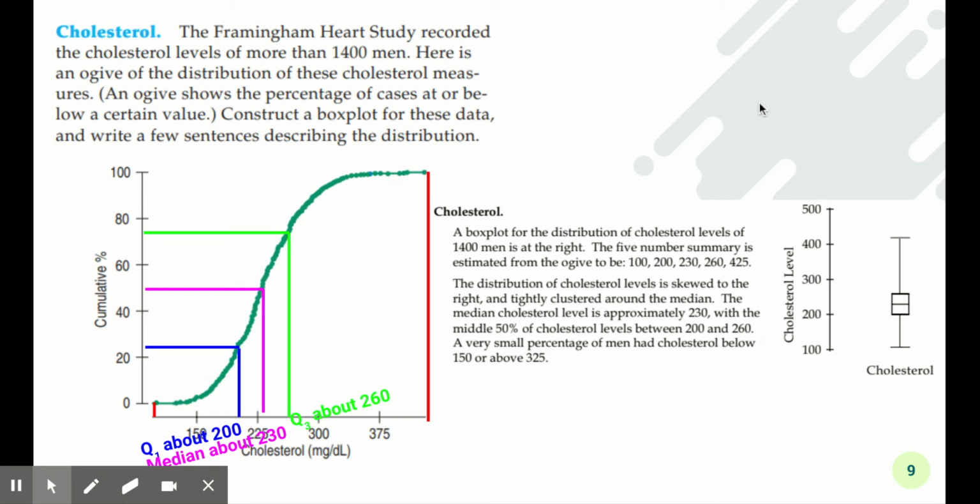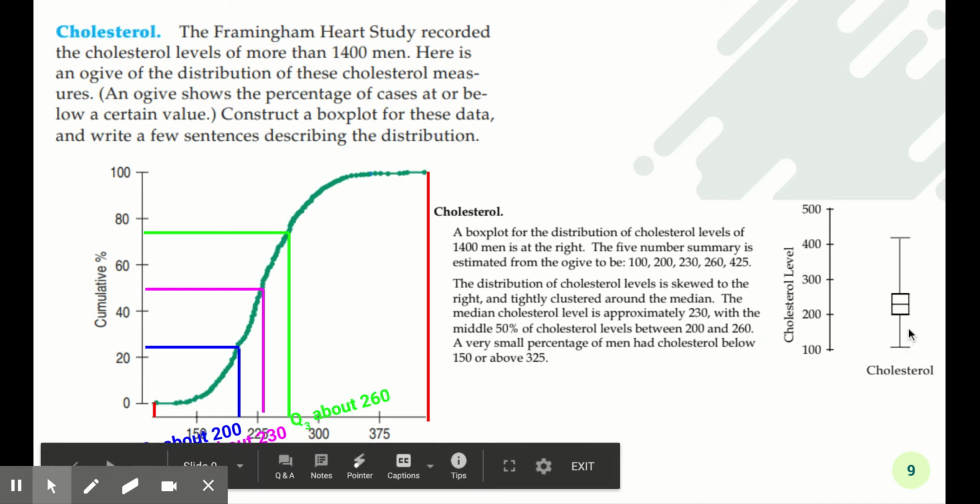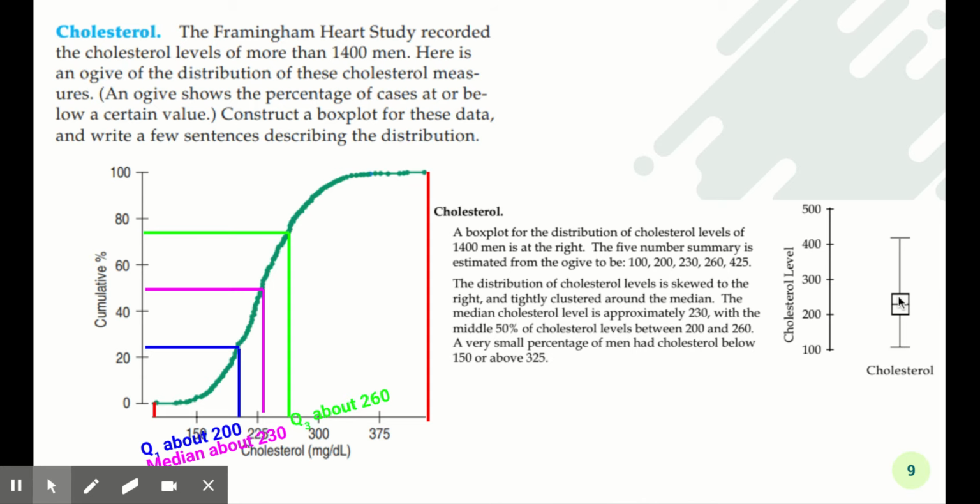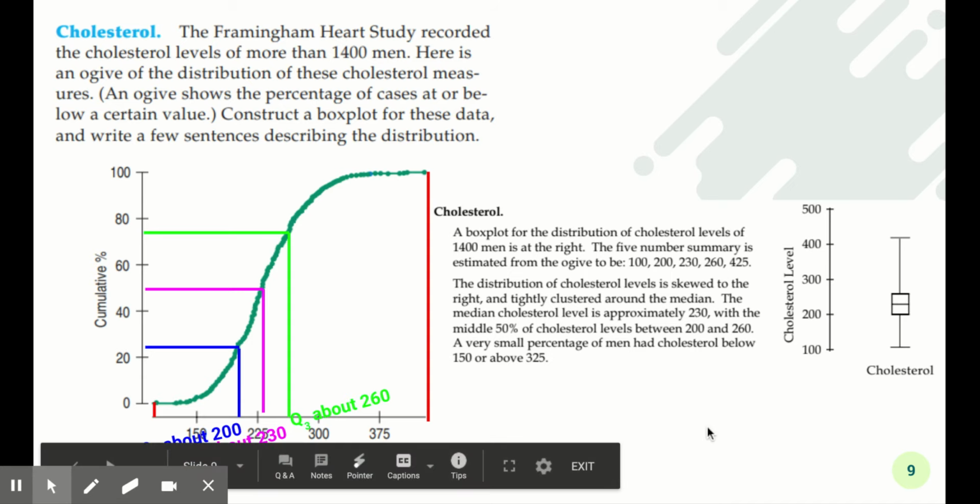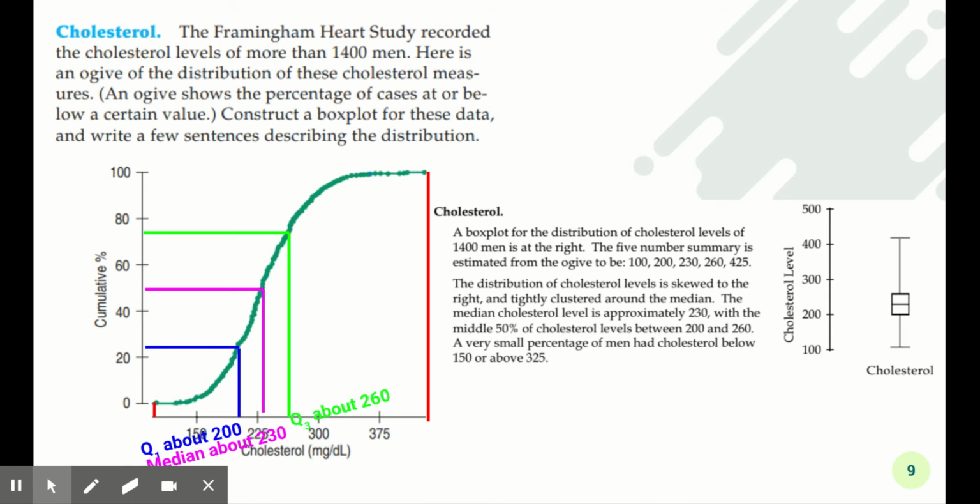So with the box plot, I have my ogive, 100 being my min, 200 being Q1, 230 being my median, 260 being my Q3, and 425 being my maximum. The distribution of cholesterol levels is skewed to the right and tightly clustered around the median. The median cholesterol level is approximately 230, with the middle 50% of cholesterol levels between 200 and 260. A very small percentage of men had cholesterol below 150 or above 325.